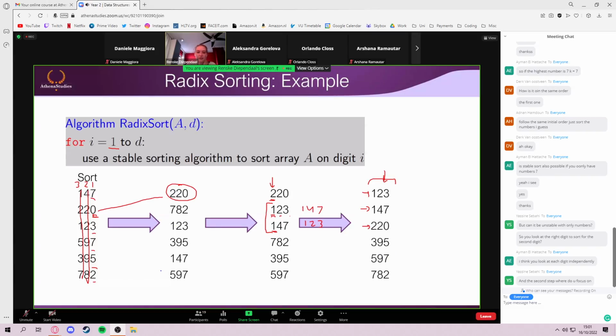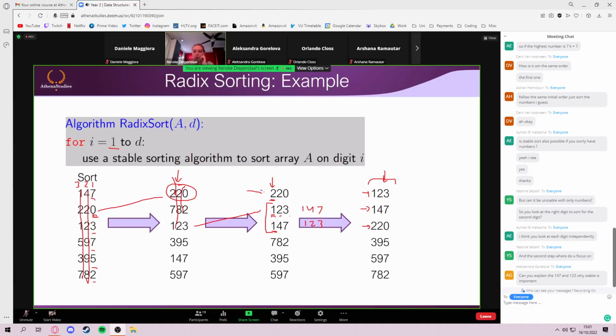Oh, and in the second step, you focus on the second digits. No, I'm sorry, this part. Yeah, just the middle one. So over here, the lowest number is going to be 2. So we put 220, and then 123, because they both have a 2 in the middle.